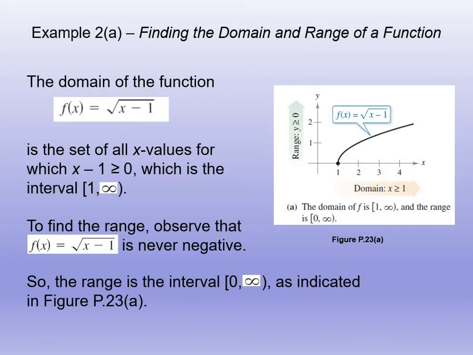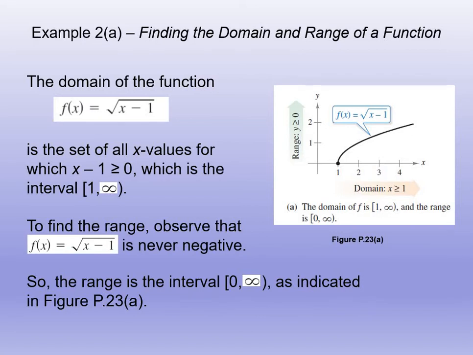Okay, so if we take a look at the range, just looking at this graph, the smallest allowable y value is 0. And then it can go on to infinity. So the range of this function goes from 0 to infinity. Those are all the y values, so everything above the x-axis.